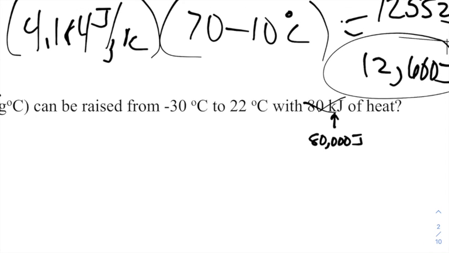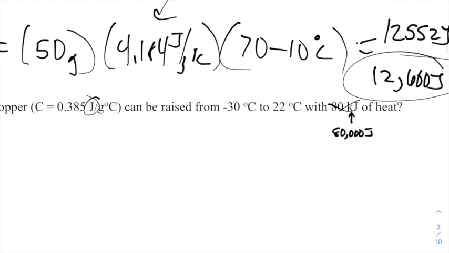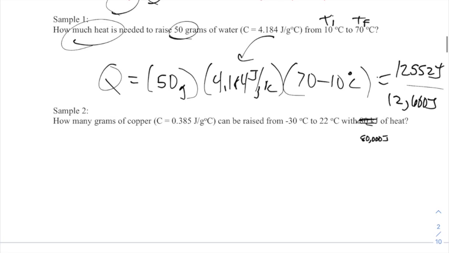All right, so anyway, 80,000 joules is the amount of heat that we have. Again, you got to make sure that your units match. I've got joules and joules. Now, if this were in kilojoules over here, you could have left the 80, but it is not. So I've got 80,000 joules, and I want to know the grams.